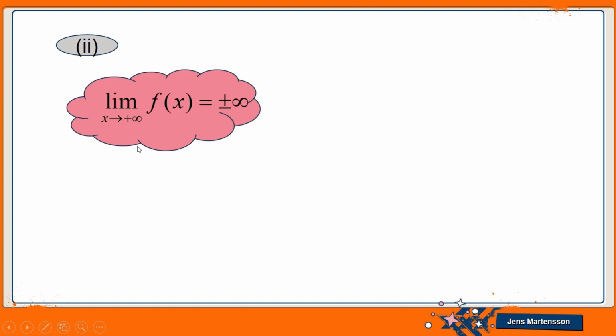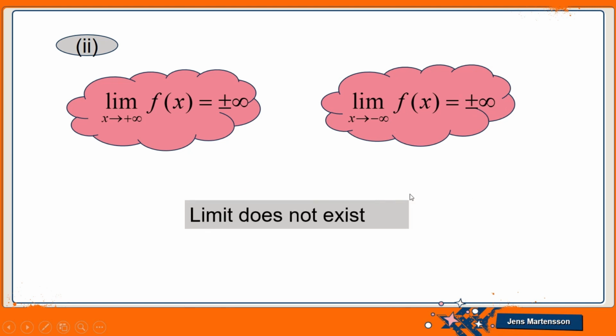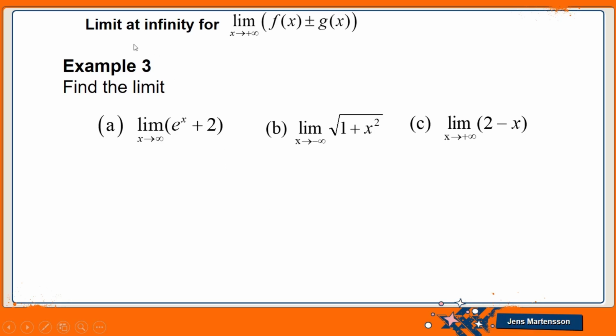Okay, number 2. When the limit of f(x) when x approaches infinity, the answer is positive or negative infinity, or the limit of f(x) when x approaches negative infinity, the answer is positive or negative infinity, we say that the limit does not exist. Okay, limit at infinity for the limit of f(x) plus or minus g(x), x approaches positive infinity.